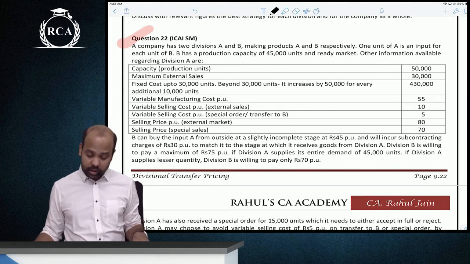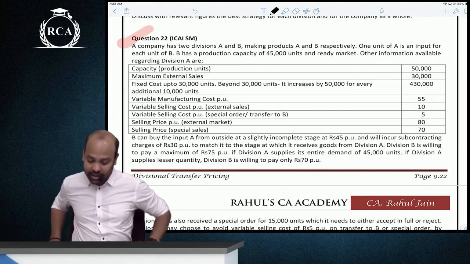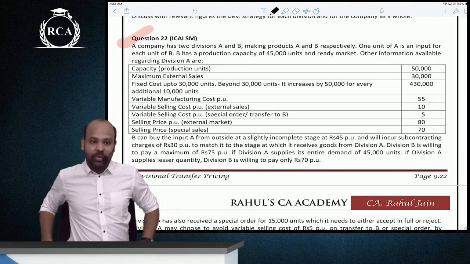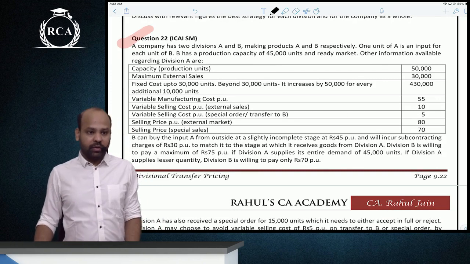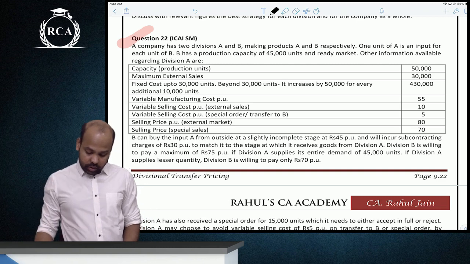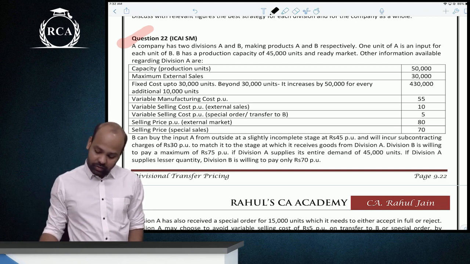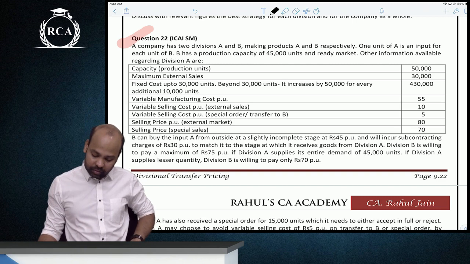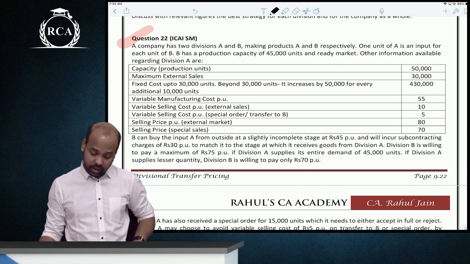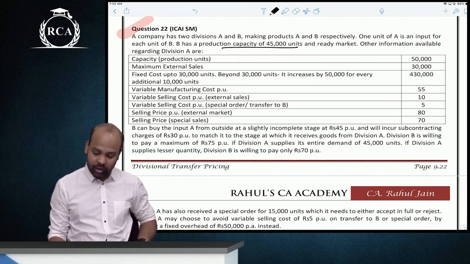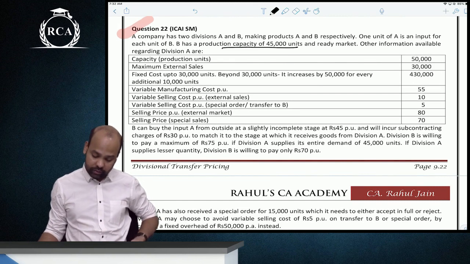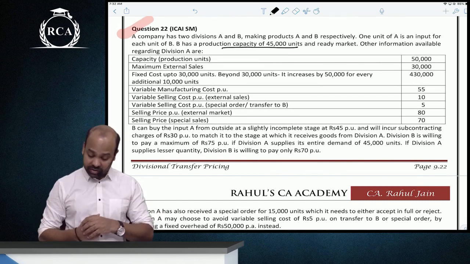Question number 22. A company has two divisions, A and B, making products A and B respectively. One unit of A is an input for each unit of B. It has a production capacity of 45,000 units in the ready market. Other information available regarding division A are: capacity, production in units, is 50,000. Remember, B has a production capacity of 45,000 units. Our capacity for A is 50,000 units.